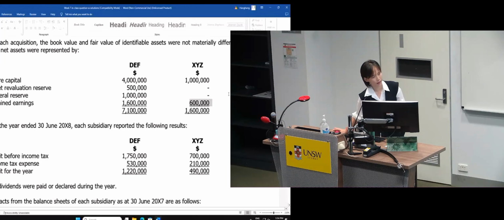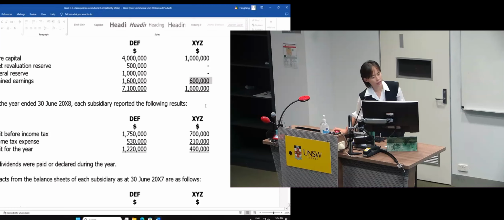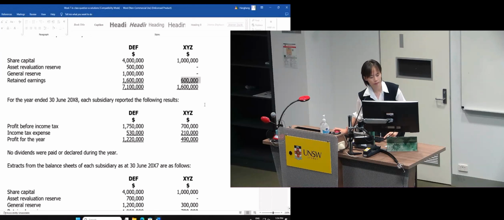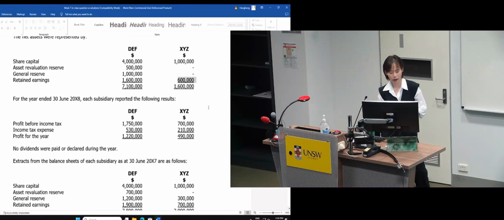Now, then move on to step two. The changes in XYZ equity from acquisition day to the beginning of the current year. Okay, so what is the changes in, no change in share capital, right? Asset revaluation reserve, no, general reserve. So general reserve, there's 300,000 difference. How are you going to allocate that?